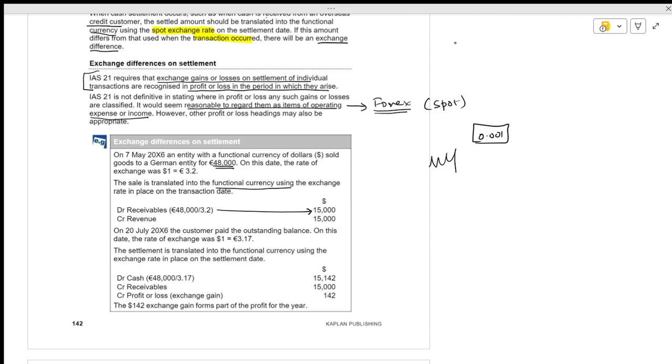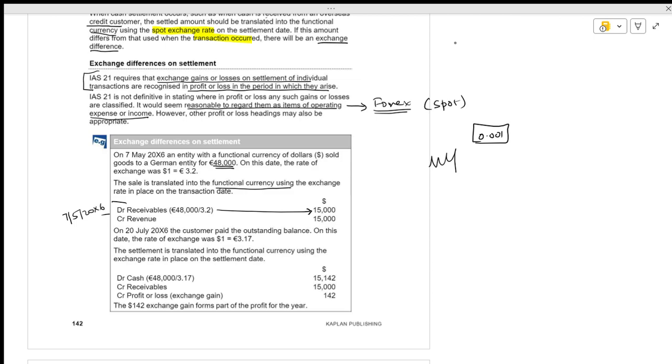See the general entry. We sold goods to an entity, and we assume it is a credit sale. So the debit will be receivables and the credit will be revenue. Assume this happens on 7th of May 2006.